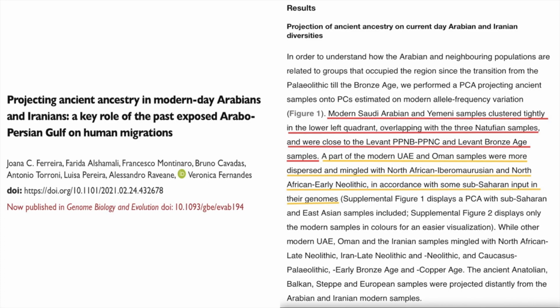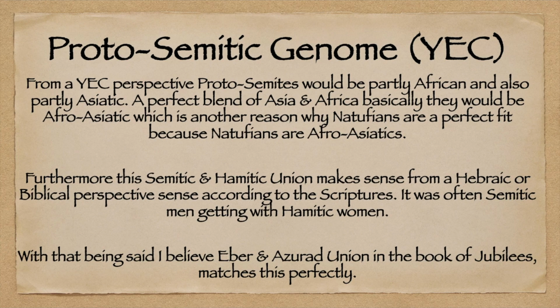Modern Saudi Arabian and Yemeni samples cluster tightly in the lower left quadrant, overlapping with the three Natufian samples, and were close to the Levant's PPNB and PPNC and Levant's Bronze Age samples. A part of the modern UAE, or United Arab Emirates, and Oman samples were more dispersed and mingled with North African Ibero-Maurusian and North African early Neolithic, in accordance with some sub-Saharan input in their genomes. So again, there is an African presence within Middle Eastern populations. So from a young Earth creation perspective, Proto-Semites would be partly African and also partly Asiatic, a perfect blend of Asia and Africa. Basically, they would be Afroasiatic, which is another reason why Natufians are a perfect fit, because Natufians are Afroasiatics, or at least they're Proto-Afroasiatics.